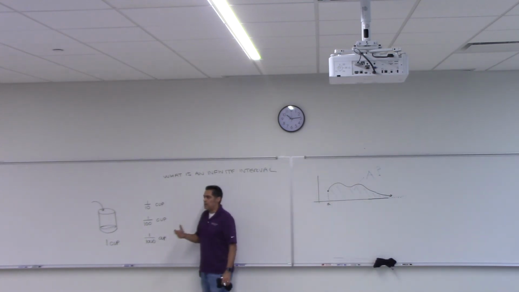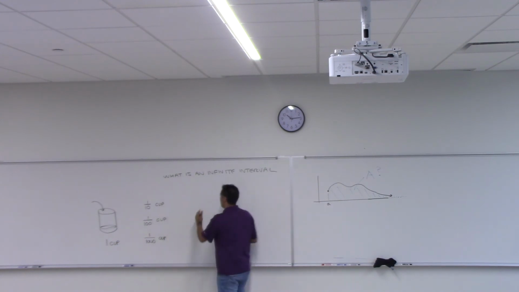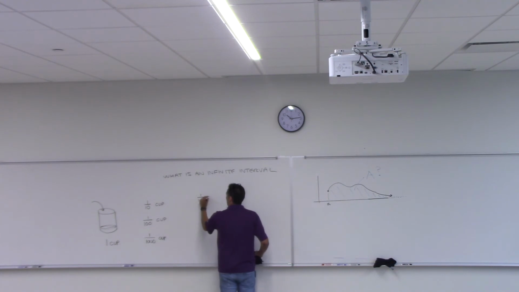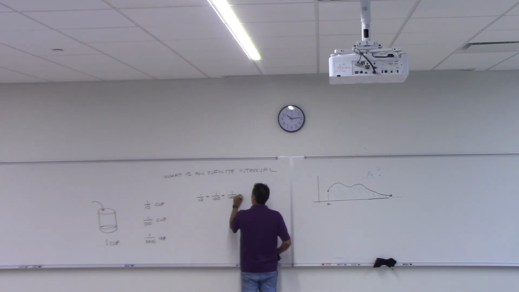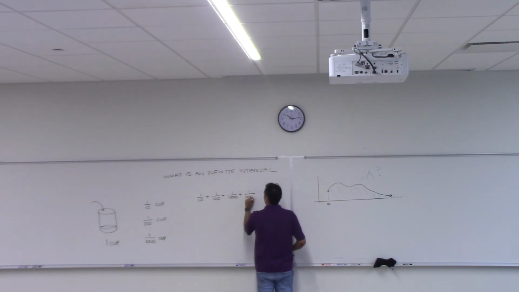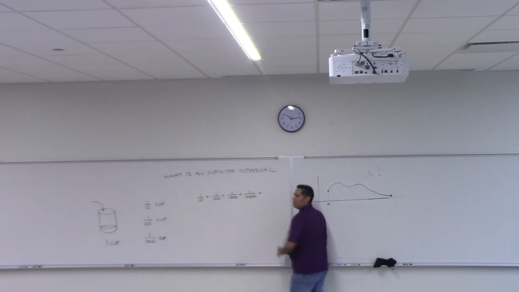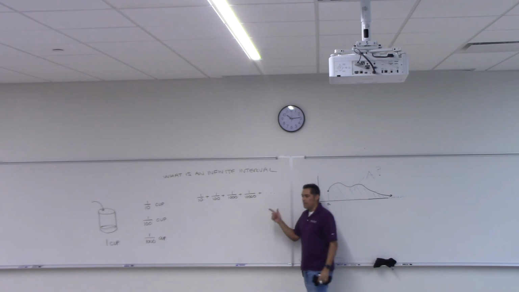I know physically I couldn't do it. I don't have enough time to do this forever. But theoretically, if we kept going, take 1/10, add 1/100th, add 1/1000th, add 1/10,000th, I just keep adding zeros each time and keep doing that forever, is the cup going to run over or not?